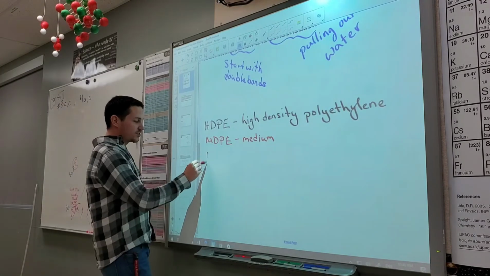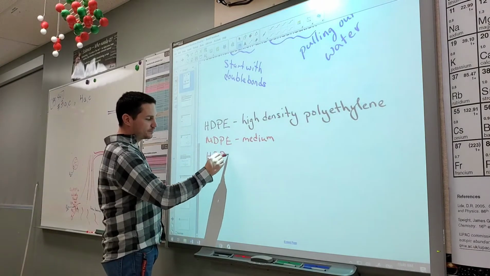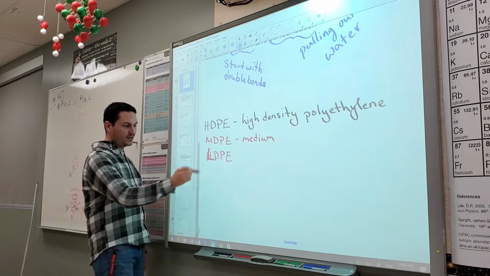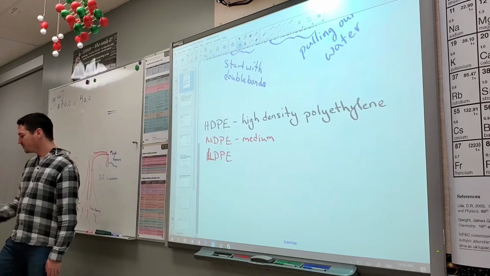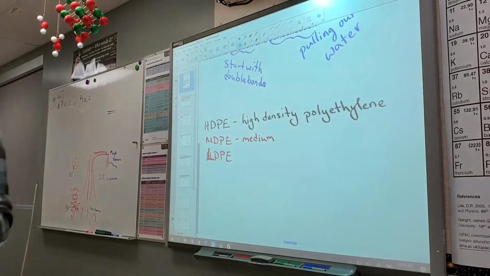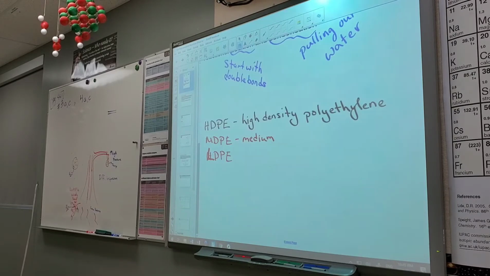And then there's also LDPE, low density polyethylene. But there's all sorts of types of polymers out there. Look for the triangle and look at the letters below it. PP. So what does PP stand for?